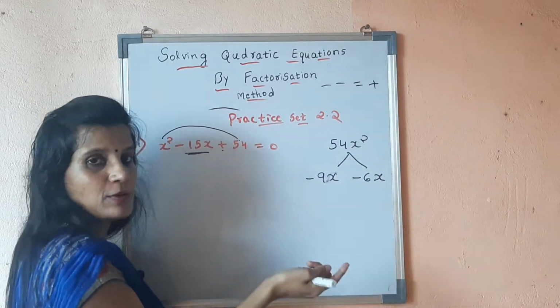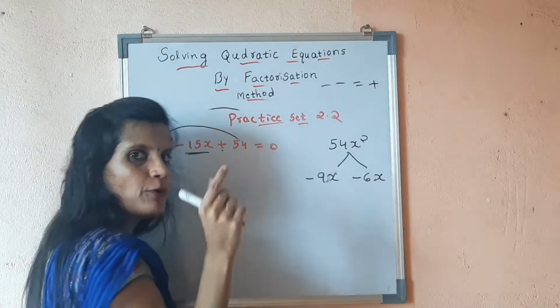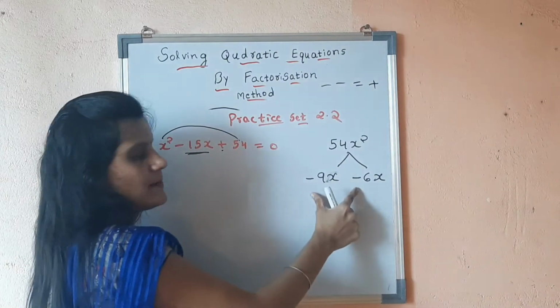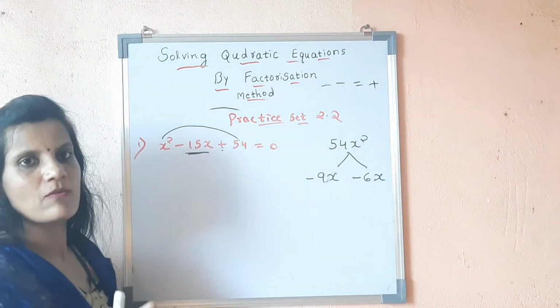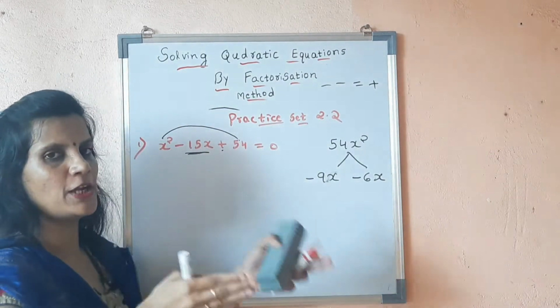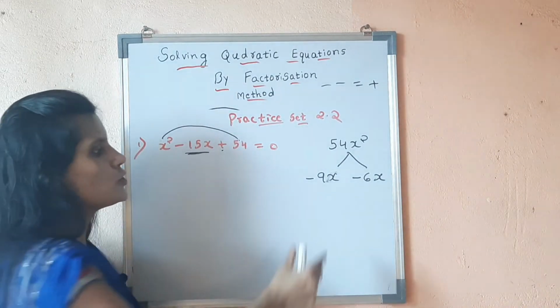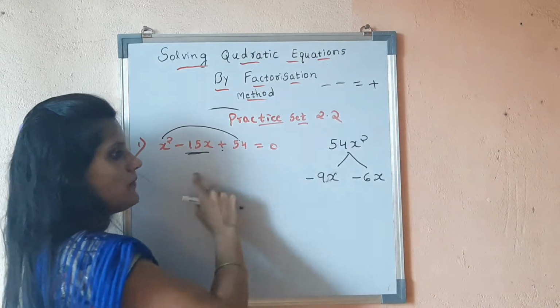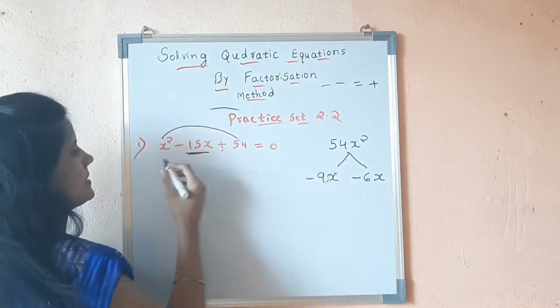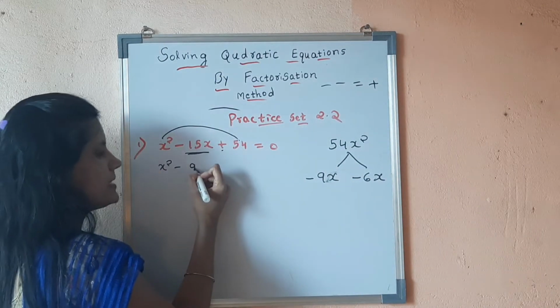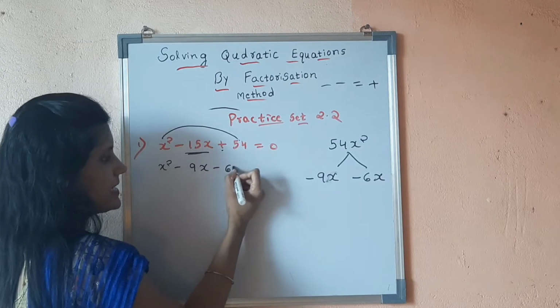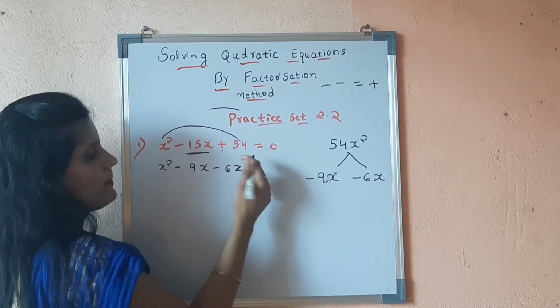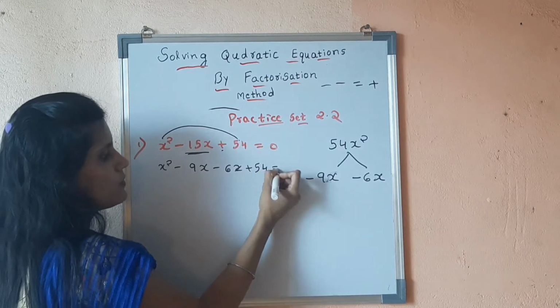And if I add this both, 9 plus 6, we have to add. Why? Because the signs are same. When the signs are same, whether plus plus will be plus and negative negative will be negative, if the signs are same, we can add. So 9 plus 6 will be 15. So I go for this. X square minus 9x minus 6x, in place of 15 and place 54, equal to 0.